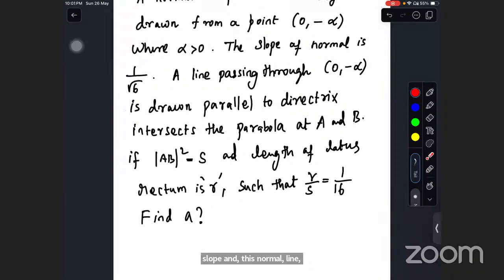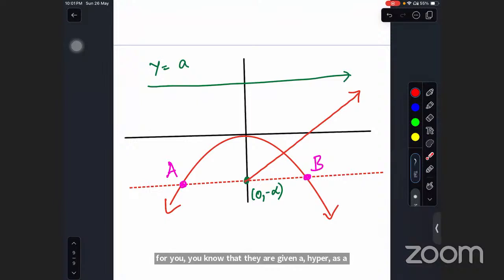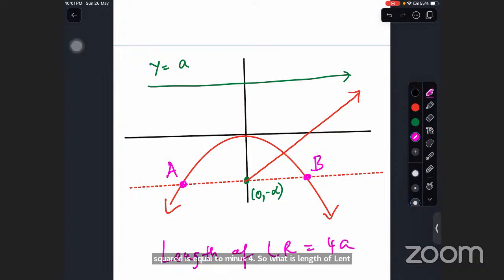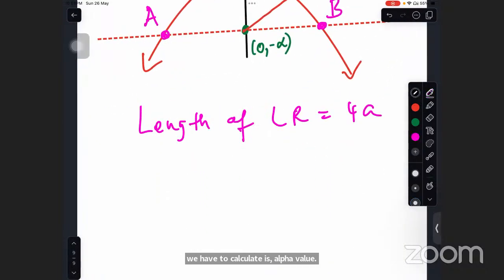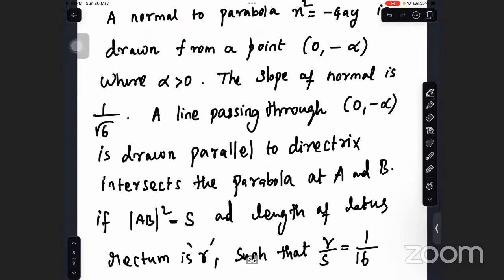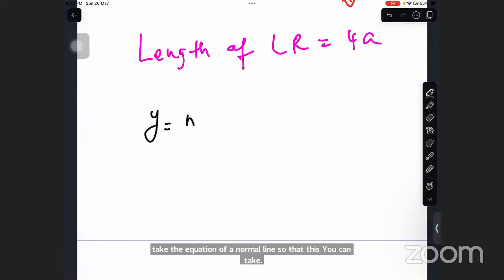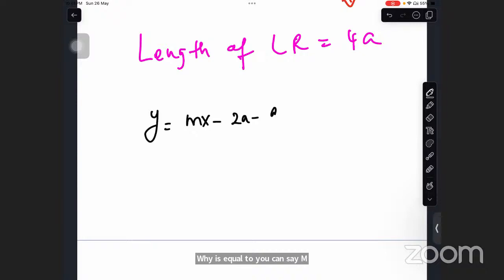You know that they have given a parabola which is open downward, and the equation is x square equals minus 4ay. So what is the length of the latus rectum? The length of the latus rectum would be 4a. So we know this value. Now the only thing we have to calculate is the alpha value. To calculate it, we can take the equation of the normal line, that is y equals mx minus 2a minus a by m square.